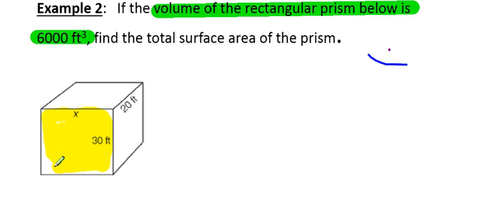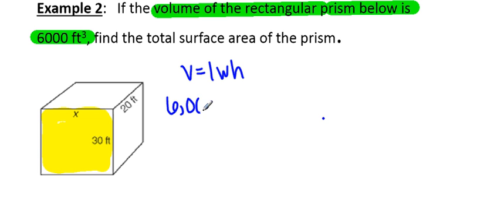My base is actually a rectangle, and that's where the formula volume equals length times width times height comes from for that rectangular prism. Just because it's going to be a little bit simpler in this particular case, I'm going to use that formula, volume equals length times width times height. As for what we know in this example, we know that the volume is 6,000 cubic feet, so I'm going to plug that number into our formula.